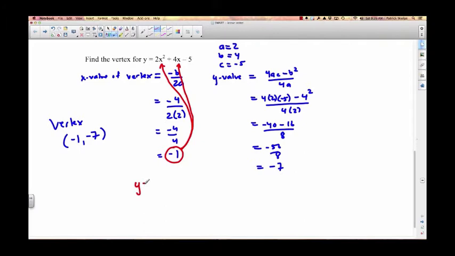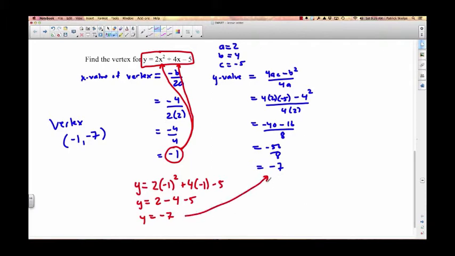Y equals, so all I'm doing now is rewriting this equation up here, but where it says x, I'm going to write negative 1. So I get 2, and then negative 1 squared, plus 4 times negative 1, take away 5. So y equals negative 1 squared, make sure you do that first. Negative 1 squared is 1, times 2 is 2. Take away 4, because 4 times negative 1 is negative 4. Take away another 5. Y equals 2 take away 4 is negative 2, take away another 5 is negative 7. It worked. We got exactly the same answer as we did over here.